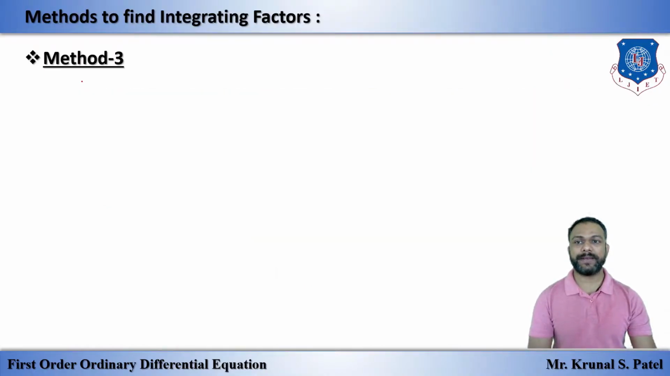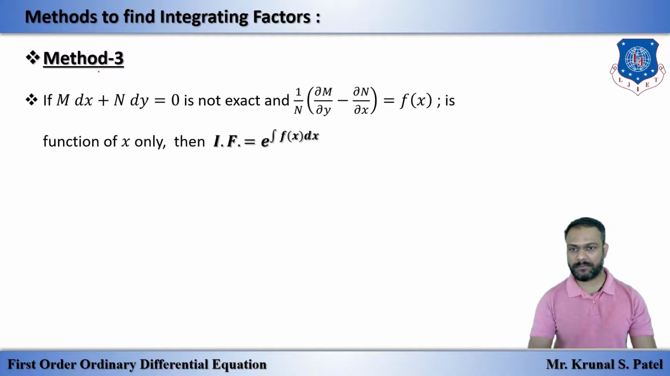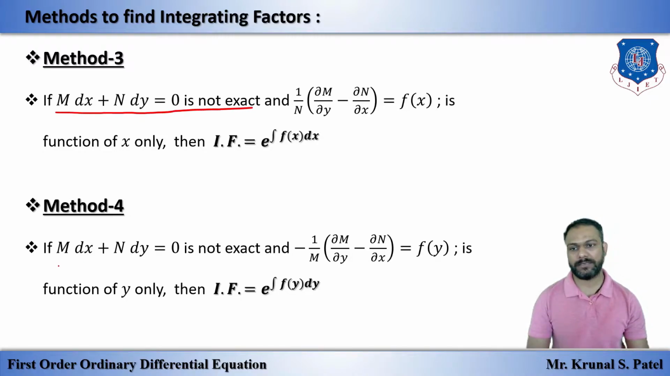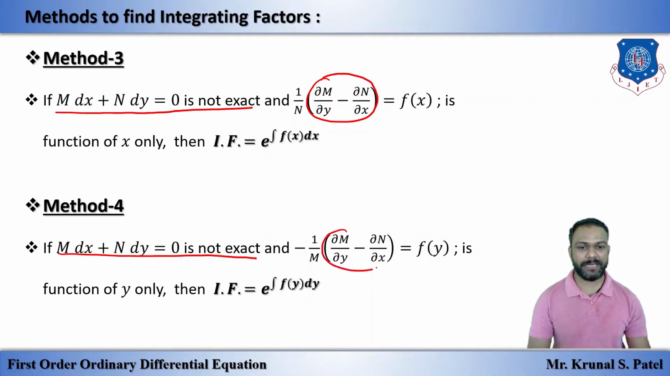So here I'm just writing down both methods and I'll explain them. Both methods have the same similarity, that's why I'm taking both methods together. That means if M dx plus N dy equals 0 is not exact, now we will find del M by del y minus del N by del x. Till this step, all is equal.